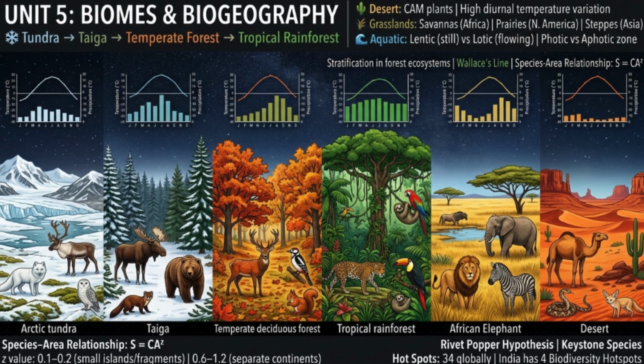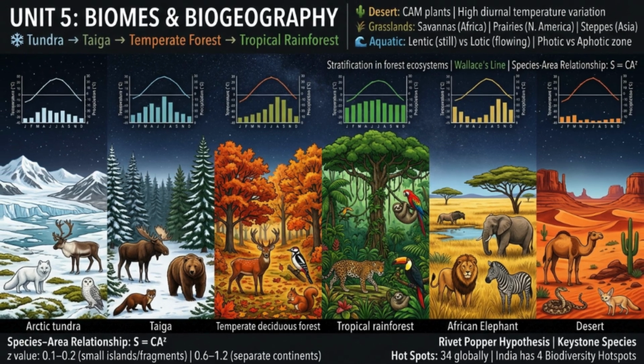Biomes are large-scale ecosystems defined primarily by climate. For NEET, you need to know the key characteristics of each. Tundra, permafrost, no trees, extreme cold. Taiga, coniferous forests, longest biome on Earth. Tropical rainforests, highest biodiversity on Earth. Remember this. Deserts, CAM plants like cacti store water. They open stomata only at night to minimize water loss.